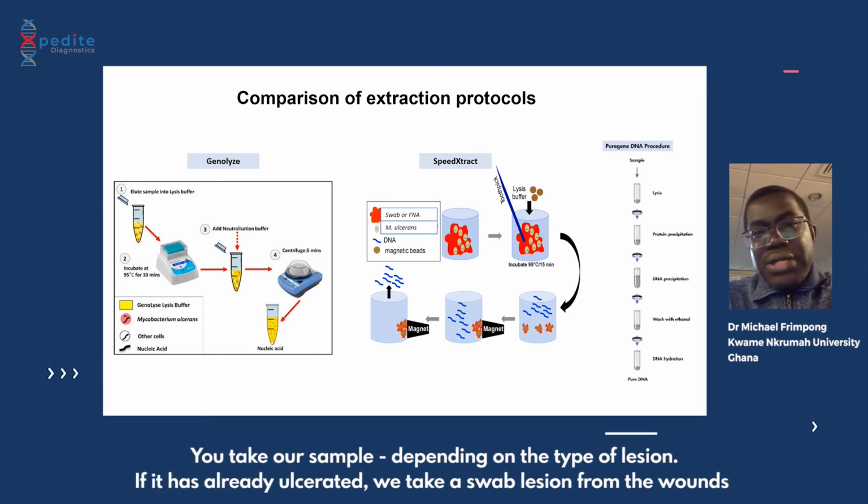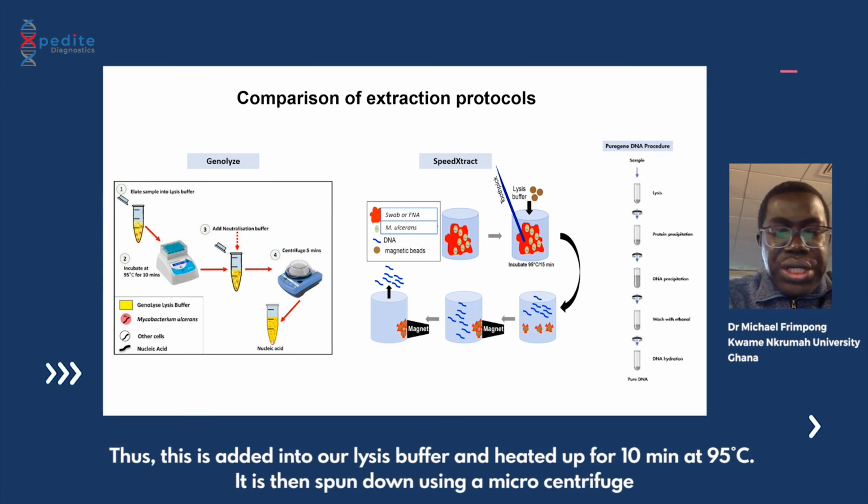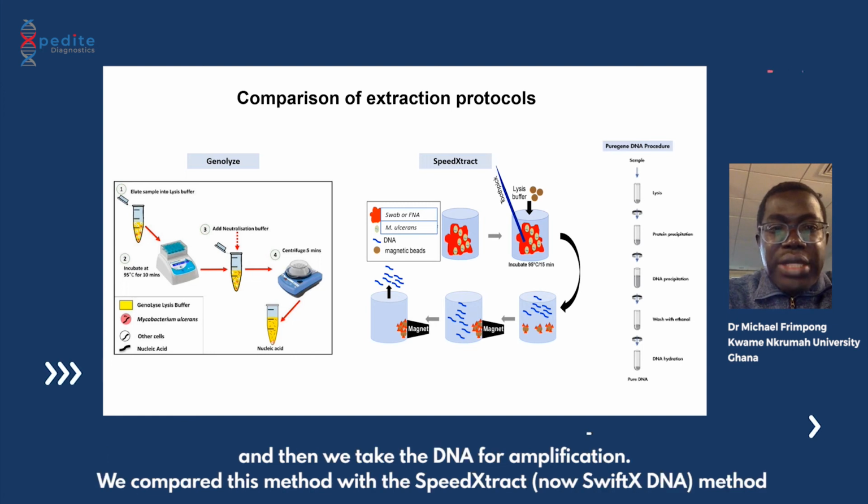So you take our sample. Depending on the type of lesion that we take, like I said, if it has already ulcerated, we take a swab lesion from the wounds. And this will come with background of cells and other things because of the necrotic nature of the lesions. And these will go into our lysis buffer, and then we heat them up for 10 minutes at 95. We spin it down using a microcentrifuge, and then we take our DNA for amplification.